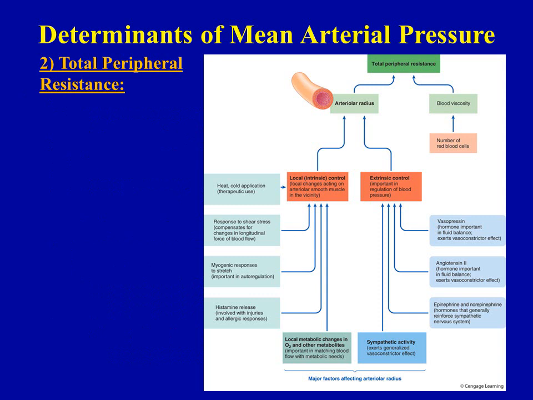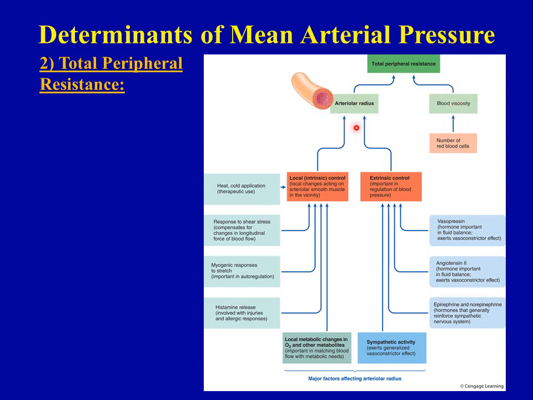Now we finished talking about the effect of cardiac output on the mean arterial pressure. Let's go to point number 2, the effect of total peripheral resistance on the mean arterial pressure. The total peripheral resistance can be changed by changing either the arteriolar radius, the diameter of the arterioles, or the viscosity of the blood, or changing both of them at the same time.